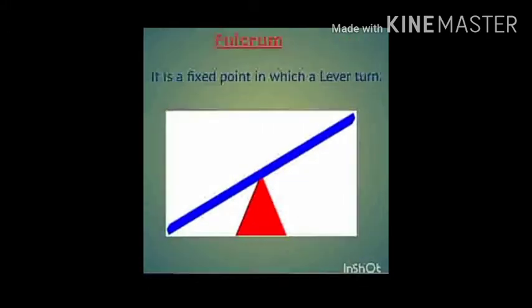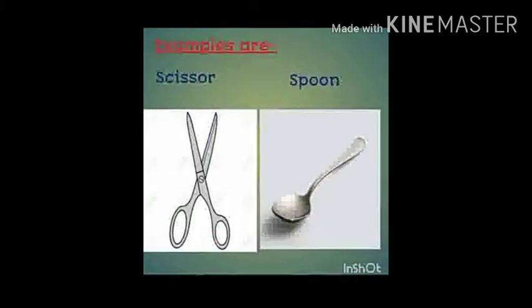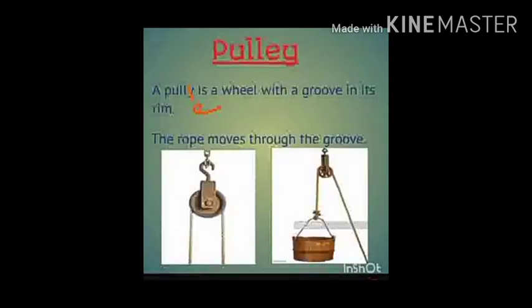The last thing we have to learn is fulcrum. It is a fixed point on which the lever turns. It is the main point on which the lever turns. In this object, the red color triangle shaped object you are observing is the fulcrum, which helps to move from one place to another place. Examples are scissor, spoon, seesaw and so on.